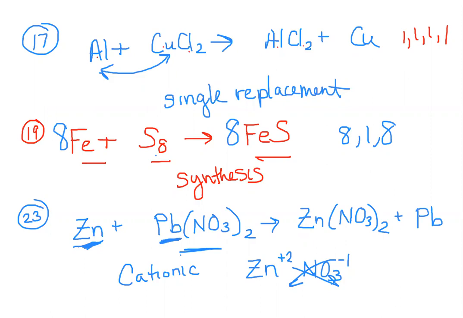Now you have to go ahead and make sure that it's balanced, and it is. There's one zinc, one Pb, one Pb, one nitrate, everything's balanced. Our coefficients are just 1, 1, 1, 1. And it is a cationic because metals were changing places. That was number 23. Good. Now let's look at number 26.